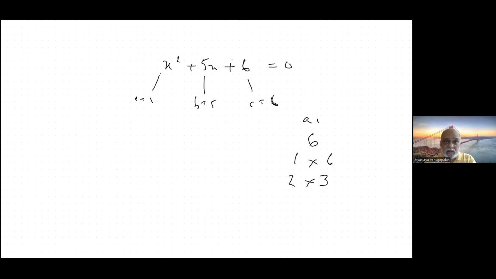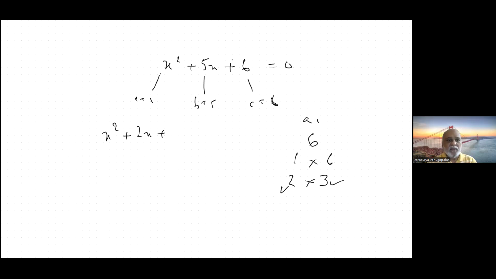So although 6 minus 1 gives you 5, that won't be the solution, because since AC is positive, it should add up. So what about 2 and 3? 2 plus 3 is 5. Fine. So now I break up the 5x into x squared plus 2x plus 3x plus 6, and I put 0 here.